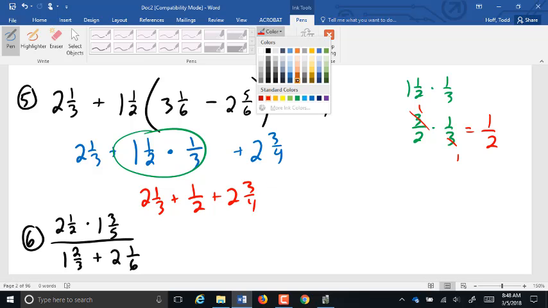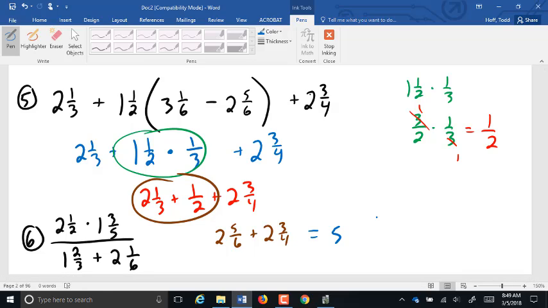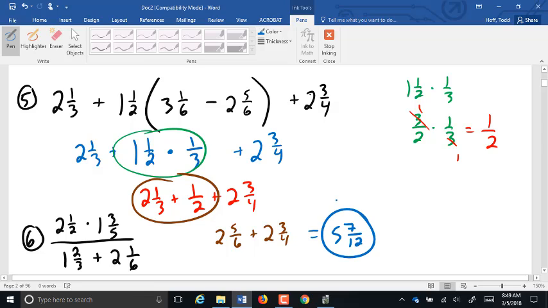So now we've got 2 and 1/3 plus 1/2, which is 2 and 5/6. 2 and 5/6 plus 2 and 3/4 is 5 and, oh, what is that? 10 and 9, 19, 7/12. So 5 and 7/12.